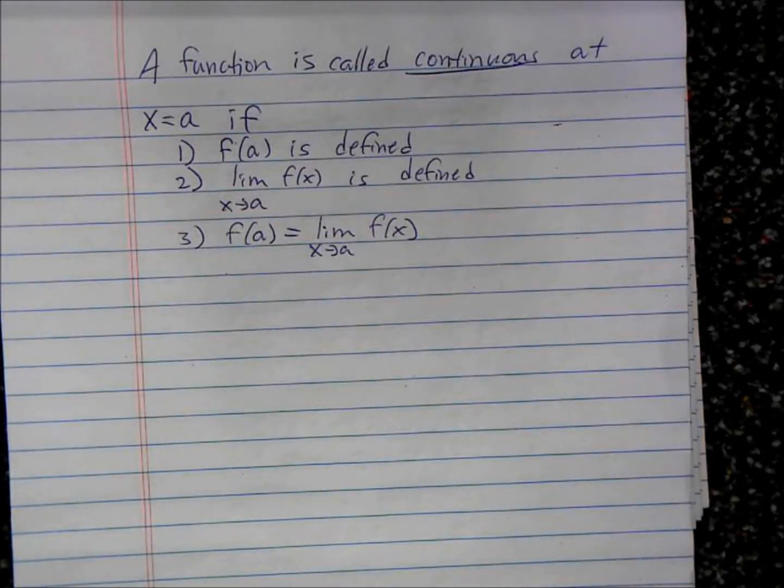As I recall, yesterday, this is where we left off. A function is called continuous at x equals a if three things happen, and all three of them have to happen. If it fails any one of these three, then it's not considered continuous. So a function is continuous if f of a is defined, the limit as x approaches a of f of x is defined, and f of a equals the limit as x approaches a of f of x.